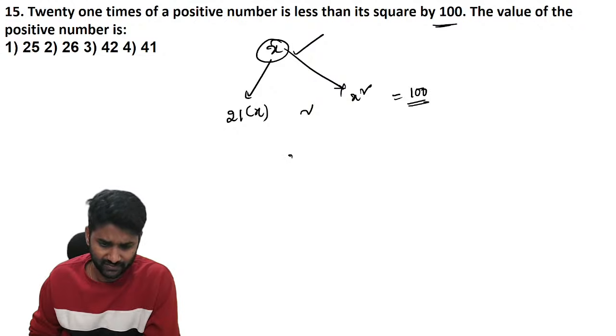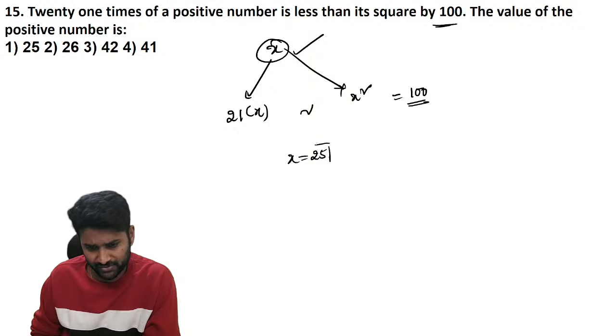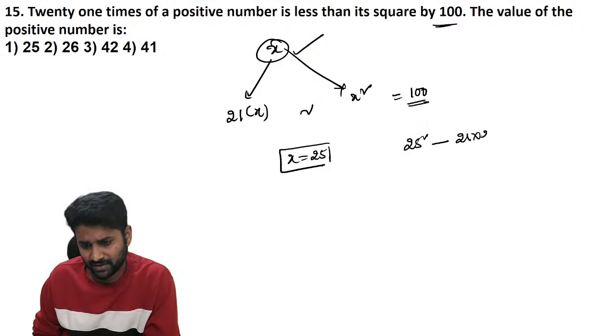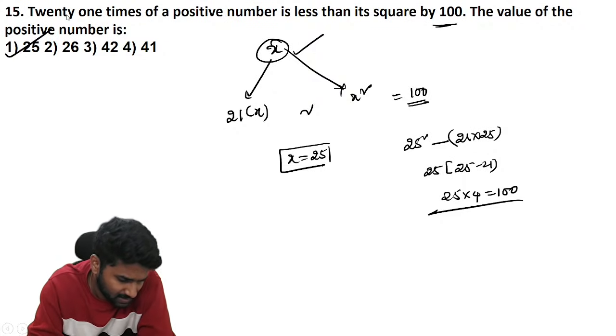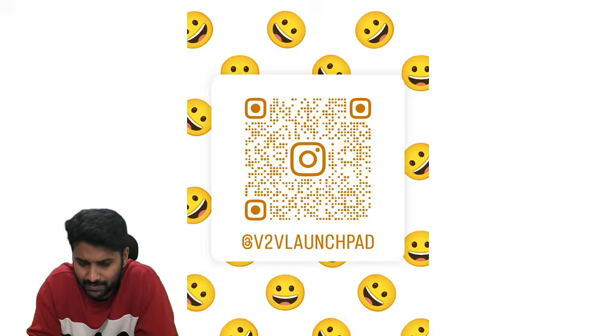Anyone? So definitely x should be replaced with 25. Why? Because see, 25 square minus 21 into 25. Now 25 is common, then you can take 25 into 25 minus 21. Now 25 into 4 is equal to 100. That's why it should be replaced with 25. So better to go with the basic simplification part.